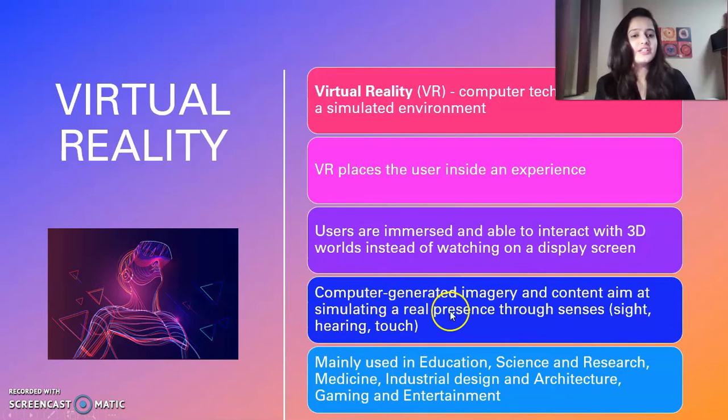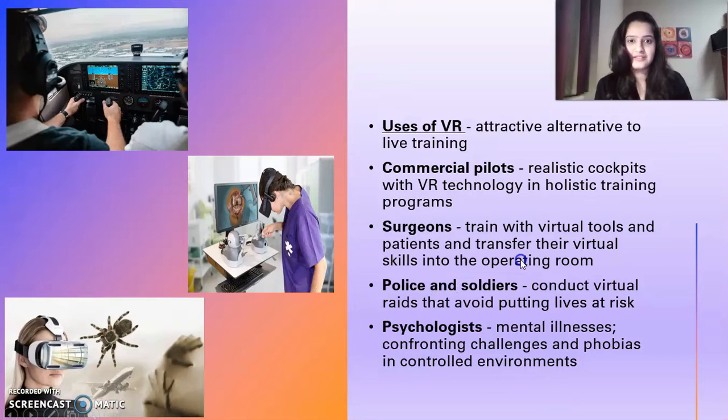So computer-generated imagery and content aim at simulating a real presence through the senses like sight, hearing, or touch. This is mainly used in the fields of education, science and research, medicine, industrial design and architecture, and last but not the least, gaming and entertainment.